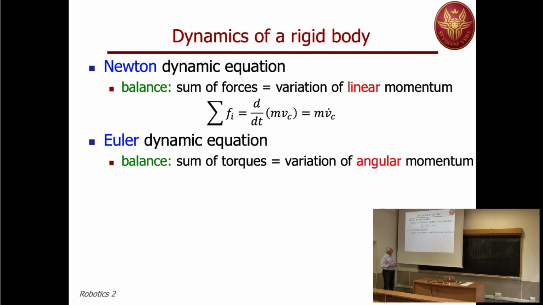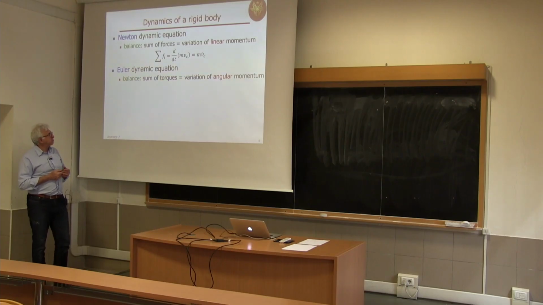Because when we move to the angular part, so the Euler dynamic equation, the balance is among torques. So the sum of all torques applied to our rigid body is equal to the variation of the angular momentum. If m v_c is the linear momentum of a concentrated mass m, the angular momentum is the product of the inertia matrix of this body times the angular velocity of the body. So I times omega, where I is the inertia matrix.